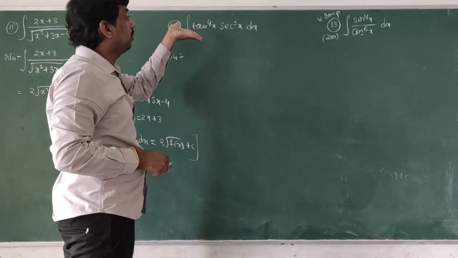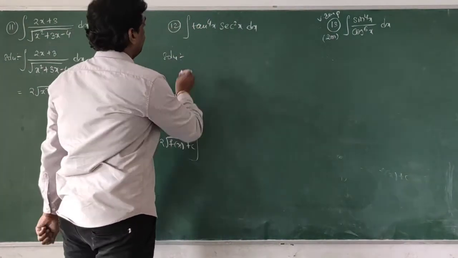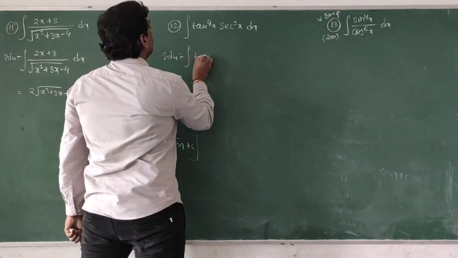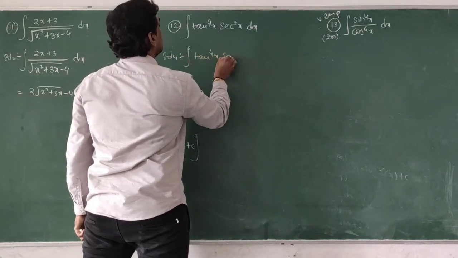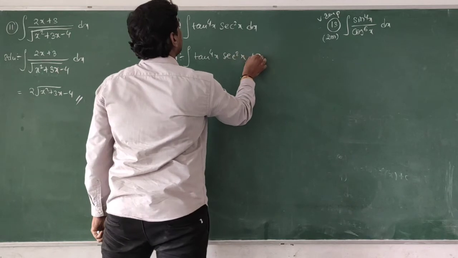So in which way can we simplify this one? Listen carefully. Integration of tan power 4x secant square x dx.